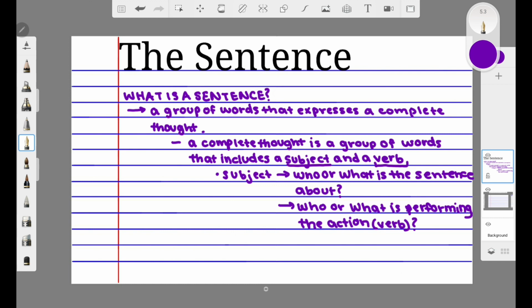So, when we talk about subject, this is referring to who or what the sentence is about. Or if we think about it in a different way, who or what is performing the action or the verb? Alright, so if we are just erasing the middle stuff, a sentence is a group of words that tells what the sentence is about and has an action, or that tells who is performing the action and what the action is.